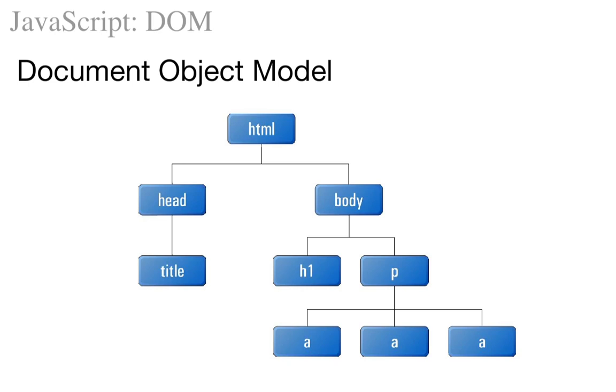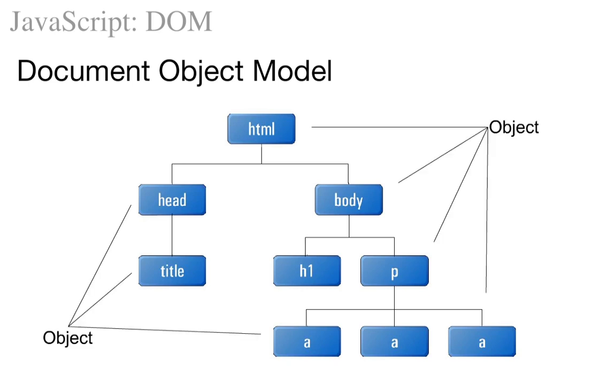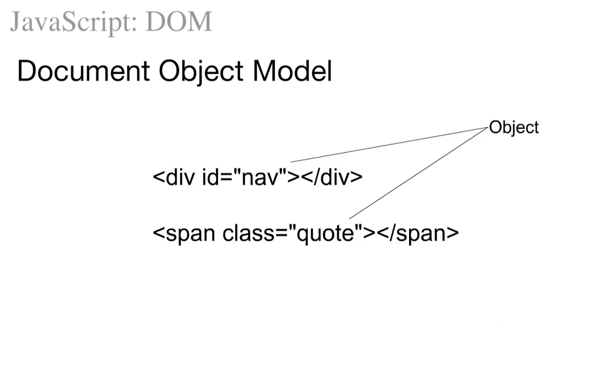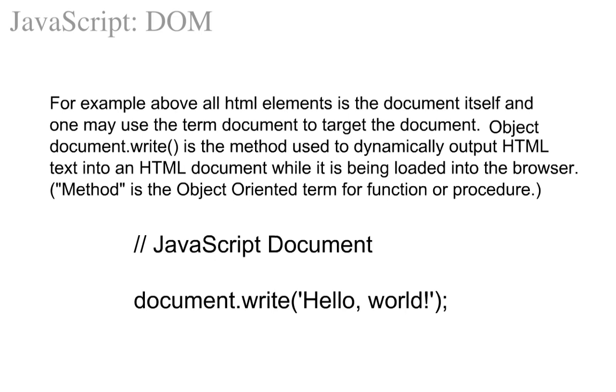To understand the DOM, consider each element an object. Just as one uses CSS selectors to apply specific sets of rules to specific tags, classes, or IDs, one may use the same tags, IDs, or classes to write JavaScript functions to those elements or objects. Consider each HTML element or named classes or IDs as unique objects. For example, above all HTML elements is the document itself, and one may use the term document to target the entire document.